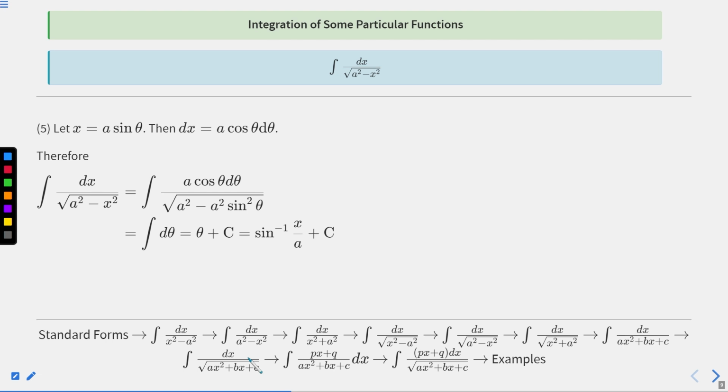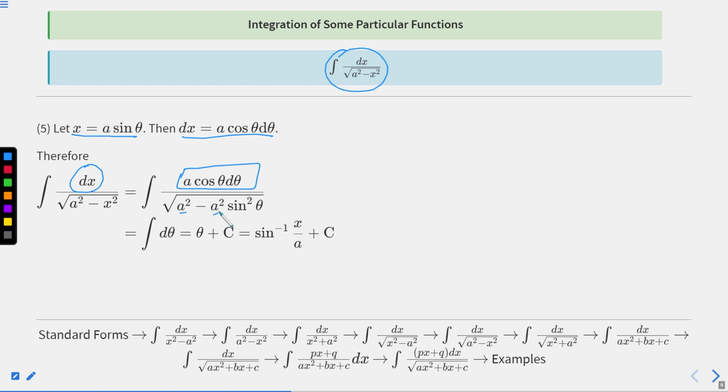Now the fifth expression proof. So integration of dx by root of a square minus x square. This means x will be a sine theta. We will be using the substitution x is equal to a sine theta. This means dx will be a cos theta d theta. Now replace dx by a cos theta d theta. Now put x is equal to a sine theta, which means x square will be a square sine square theta.